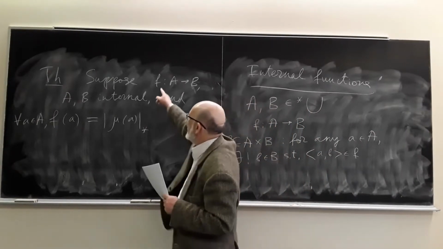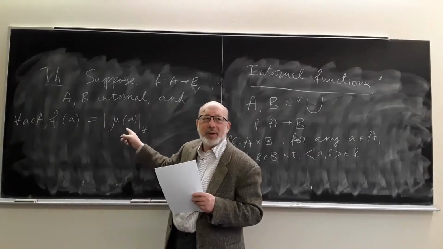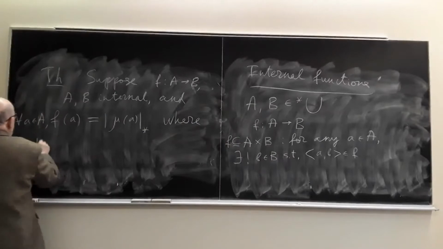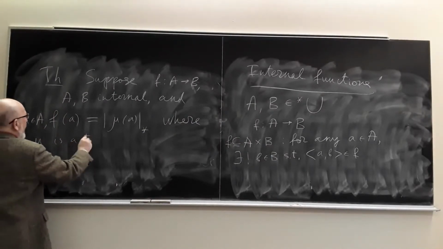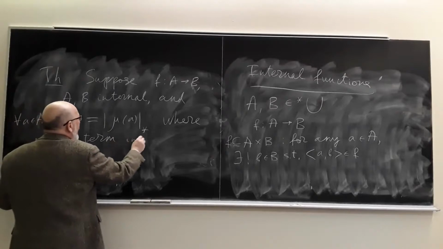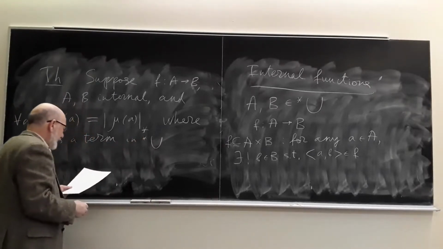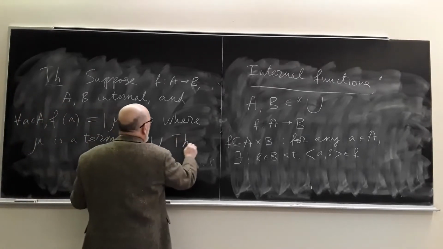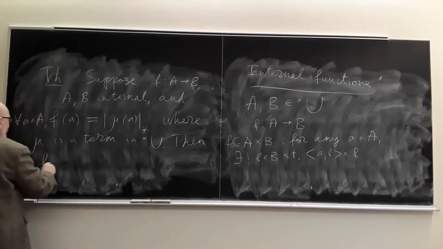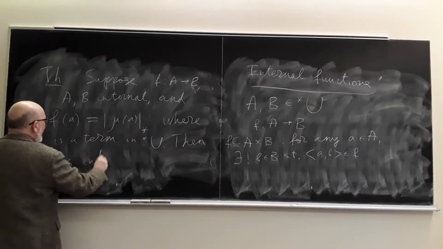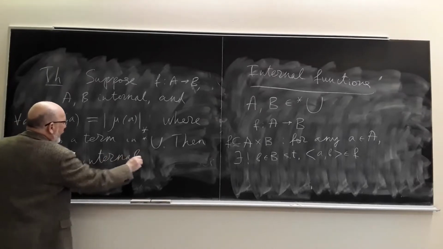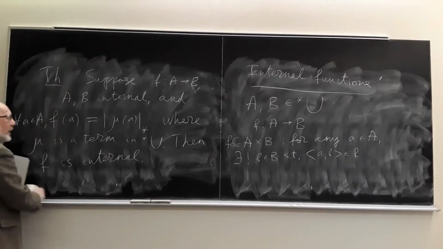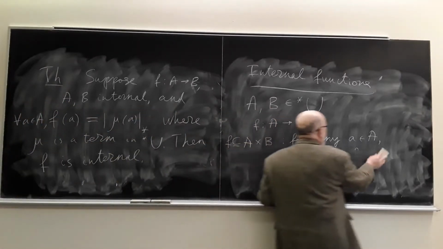So suppose this F is not arbitrary, it's given by some term, where mu is a term in star U. Then F is internal. Now, the proof is shorter than the formulation of the theorem.